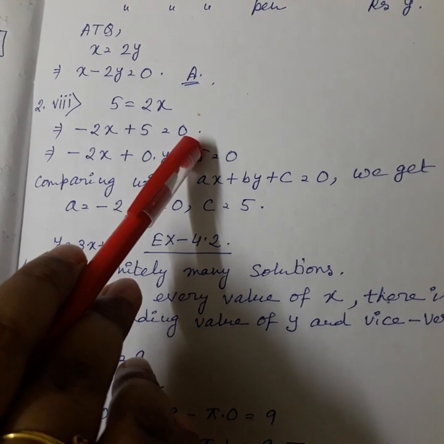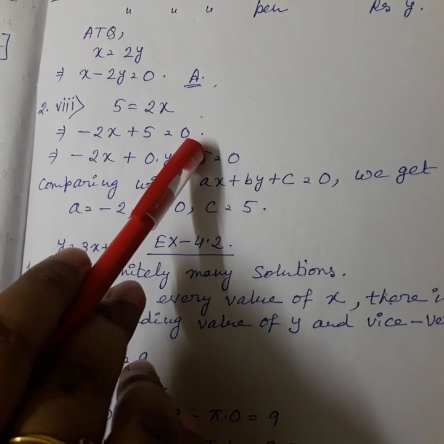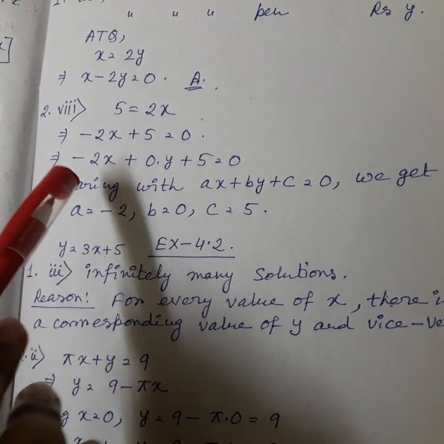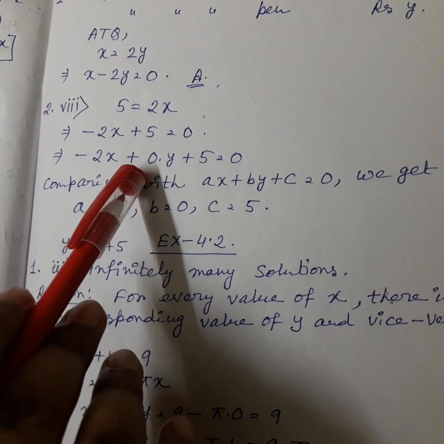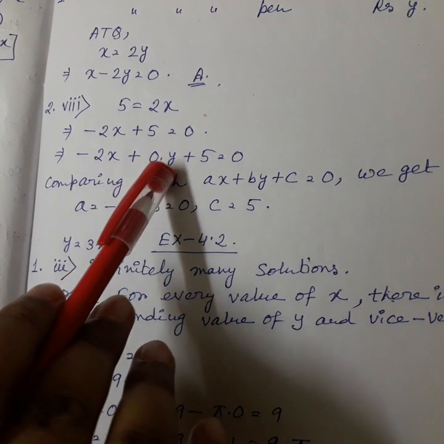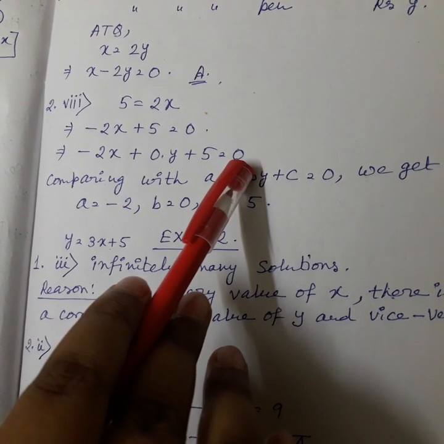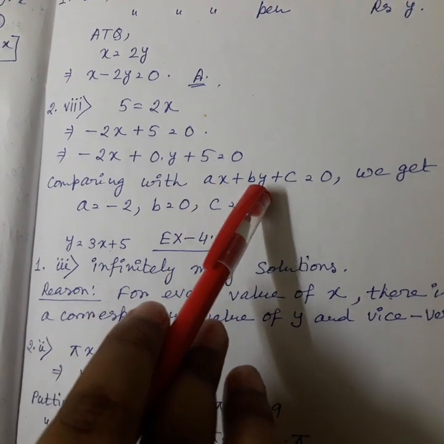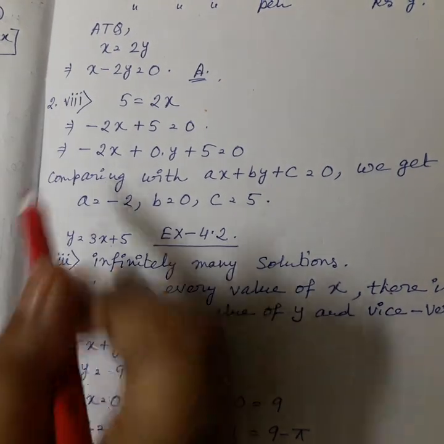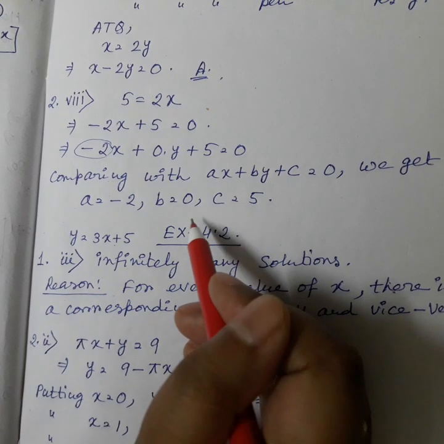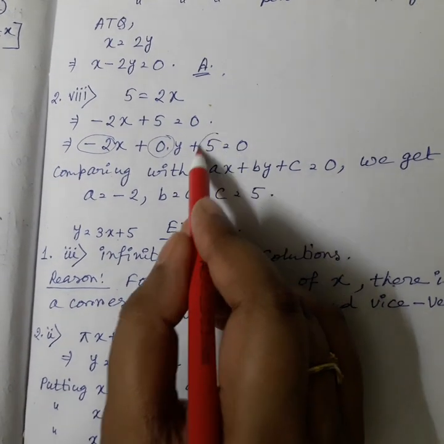But here y is not present. Here we have to convert to ax plus by plus c equal to 0 in this form. So how we have written minus 2x, since y is not there, we have written plus 0 into y. 0 into y means 0, plus 5 equal to 0. So comparing with ax plus by plus c equal to 0, what we will get? a equal to minus 2, b equal to what? 0, and c equal to 5.